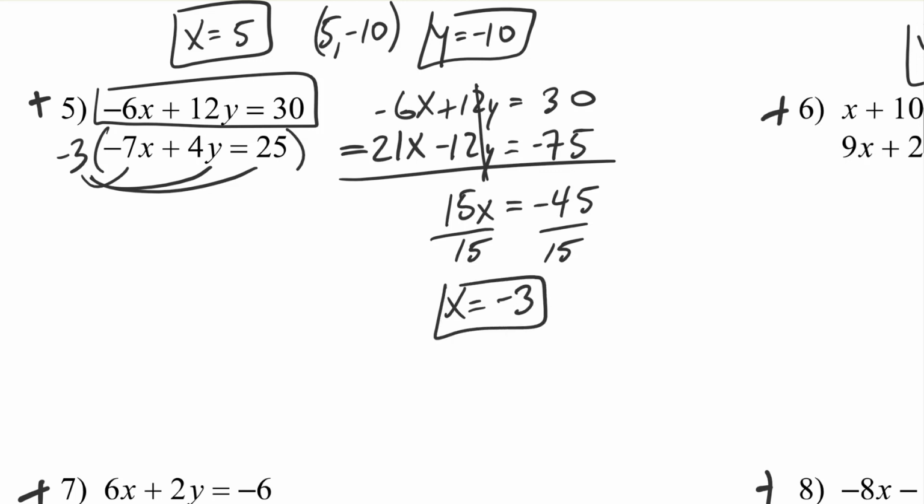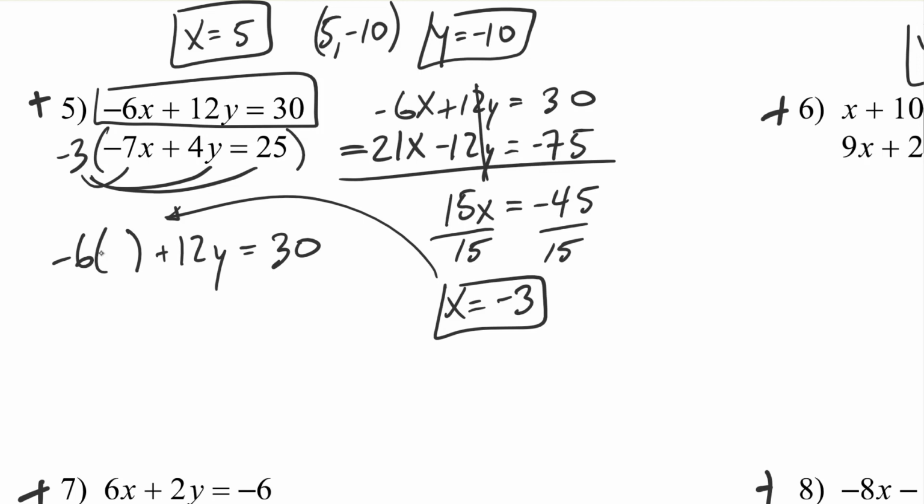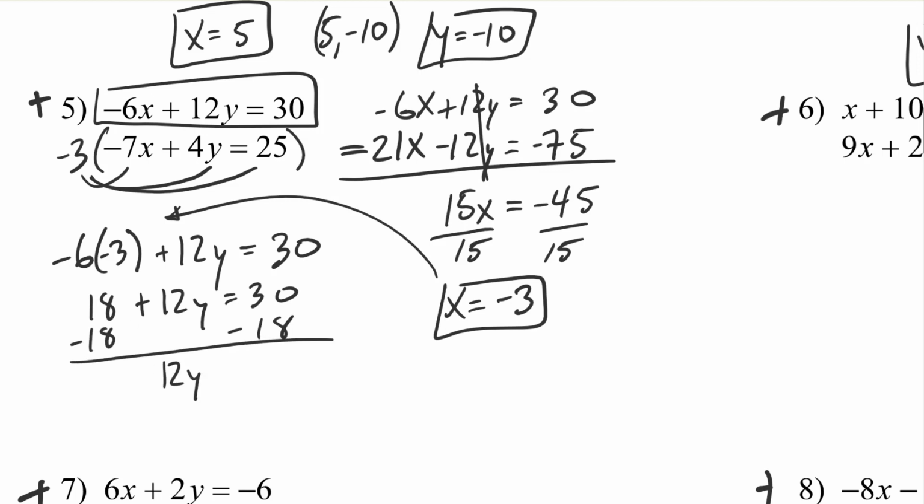We can substitute this into any equation, so I'm just going to pick the top one. So negative 6x plus 12y equals 30. We're substituting in our negative 3. So that makes 18 plus 12y equals 30. Subtract 18 from both sides. We get 12y equals, what's that make? 12. Divide by 12. And y equals 1. So our point of intersection is negative 3, 1.